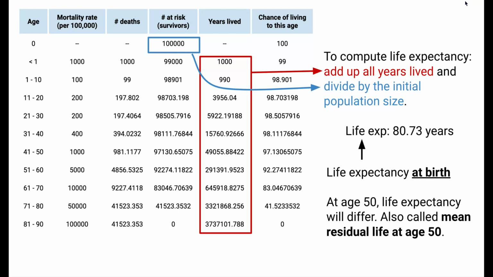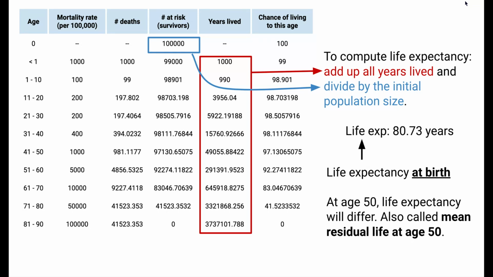So now we can clarify the terminology of life expectancy at birth. Life expectancy at birth is the amount that you can expect to live right when you're born. However, once you live to a certain age, say 50 years old, your life expectancy will change. Life expectancy at age 50 is also called mean residual life at age 50. It might seem odd that your life expectancy changes as you get older, but there's actually a reasonable explanation.